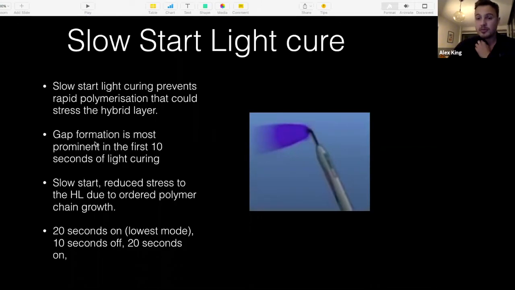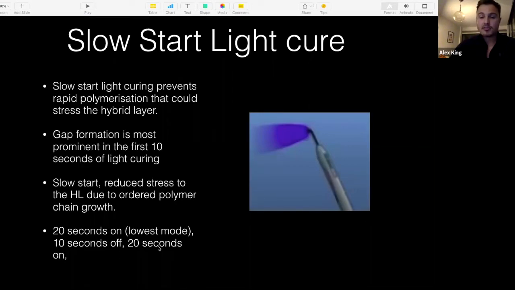And if we do a rapid light cure and blitz it, we'll get gap formation. So what we say, there are some technical modes for this, but 20 seconds on, if you have a lower mode, you use a lower mode. So 20 seconds on the lowest mode, 10 seconds off, and that's called a dark cure, you're not curing it, and 20 seconds back on with the highest mode, if you do have a high mode, and then that allows the full polymerization.